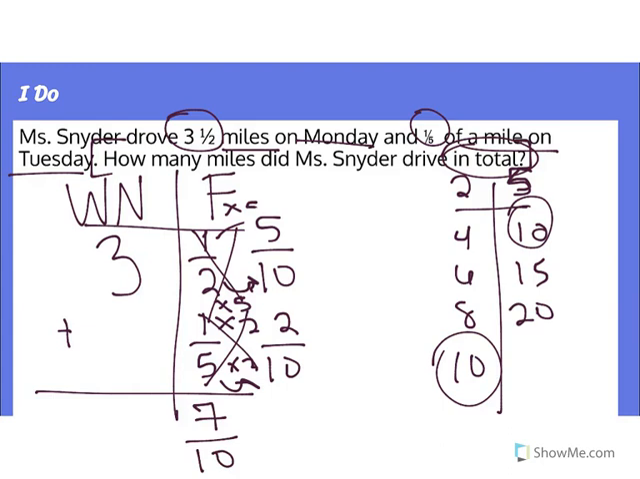Now I can go over to my whole number side. I see that I am adding 3 to nothing. So 3 plus 0 is 3. Miss Snyder drove 3 7/10 of a mile in total.